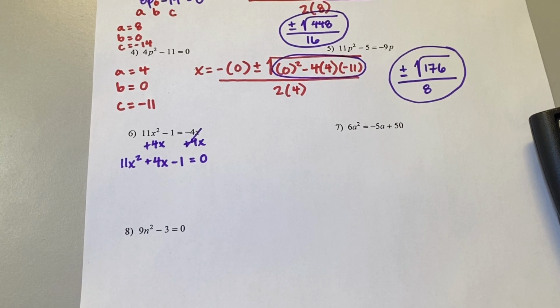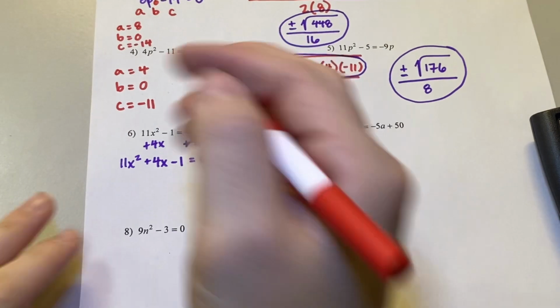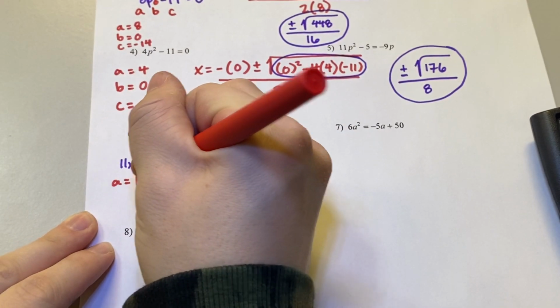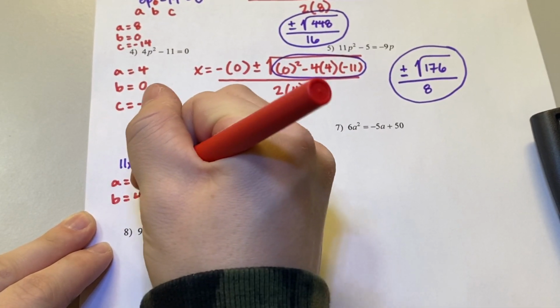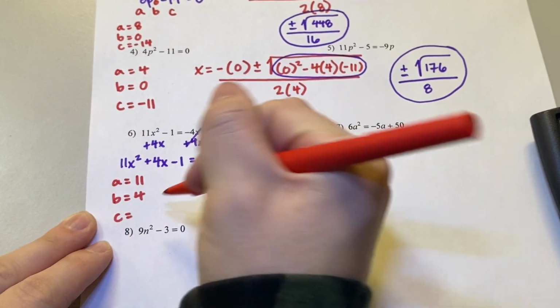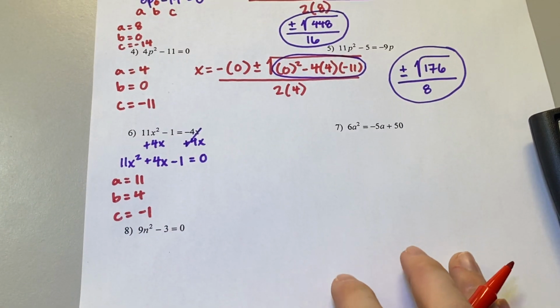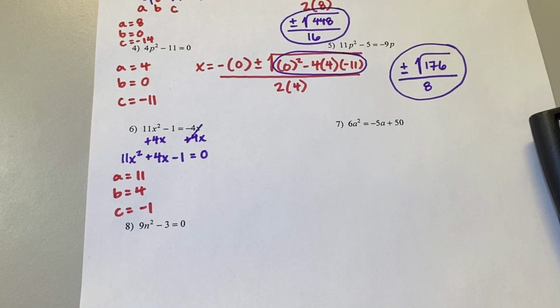Okay, who can identify my A, B, and C? Kaylee. A is 11, B is 4, C is -1. Love it. Great job. A 11, B 4, C -1. Okay, now that we identified those, just plug them into the formula where they go.